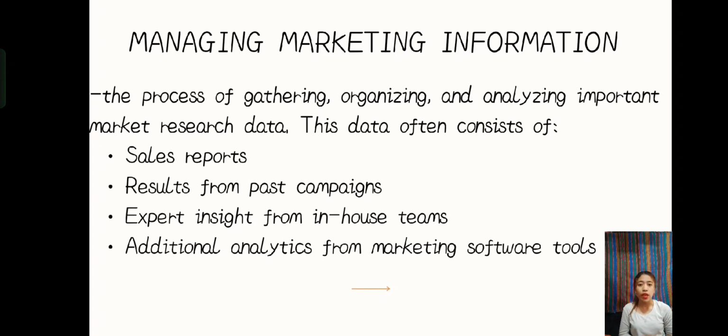Disseminate the information. The final step in managing marketing information is to disseminate the information to the relevant stakeholders within the organization. This may include marketing managers, sales teams, product development teams, and other stakeholders who can benefit from the insight generated from the data. So, effective management of marketing information can help organizations make informed decisions, develop effective marketing strategies, and achieve their marketing objectives. It can also help organizations stay ahead of the competition and adapt to changing market conditions.